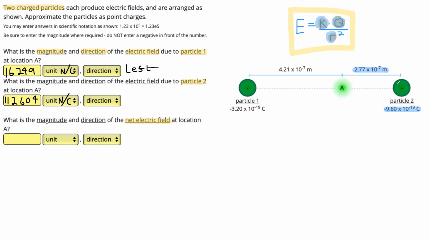This time, since again our particle is negatively charged, we know electric field lines point from positive towards negative. So our field lines are going to be pointing towards the particle. So our electric field direction there will be right.